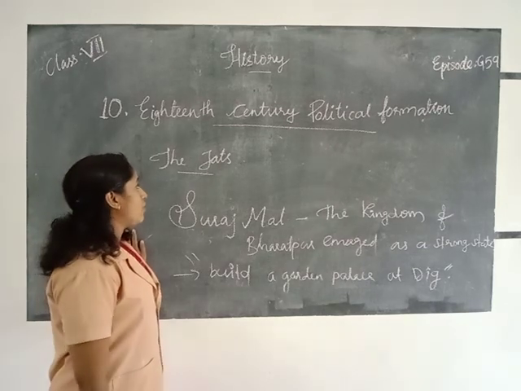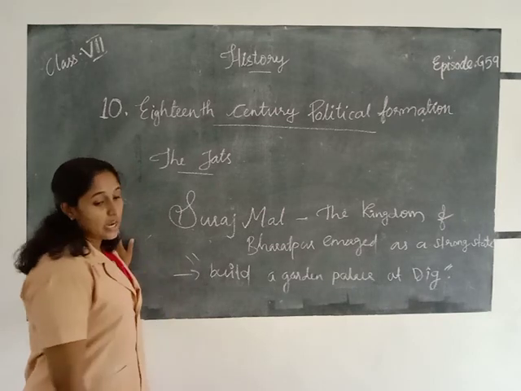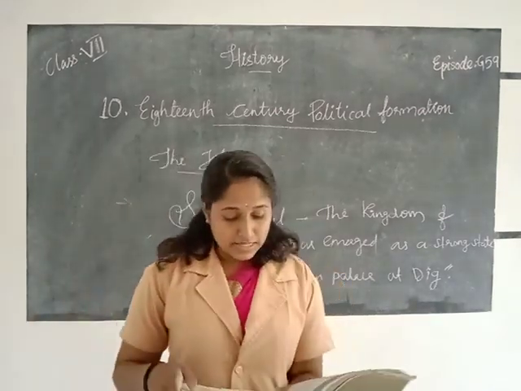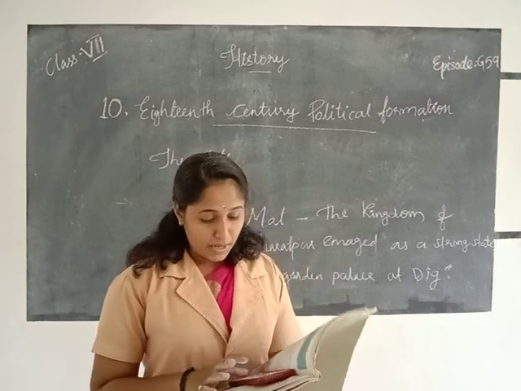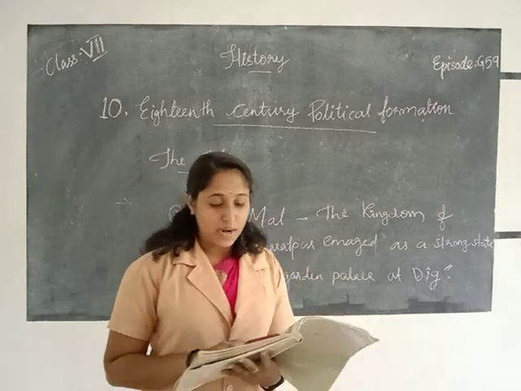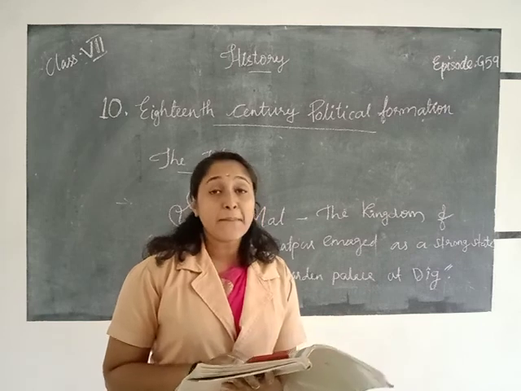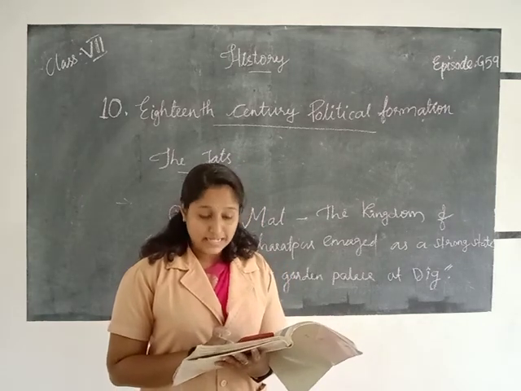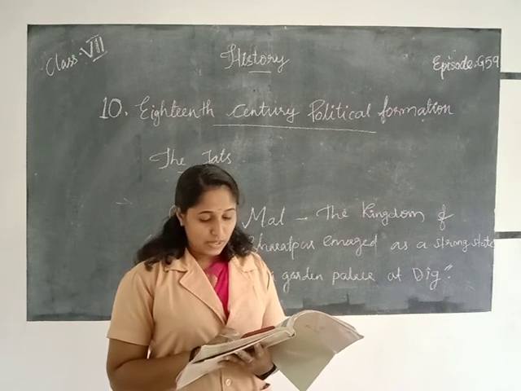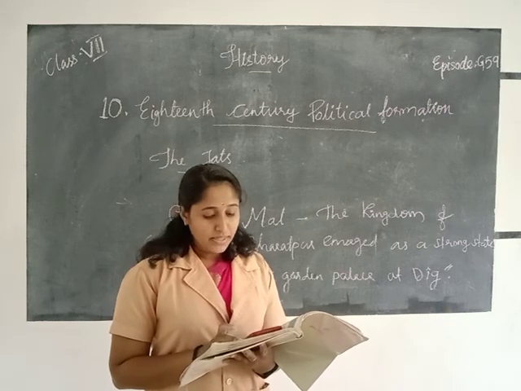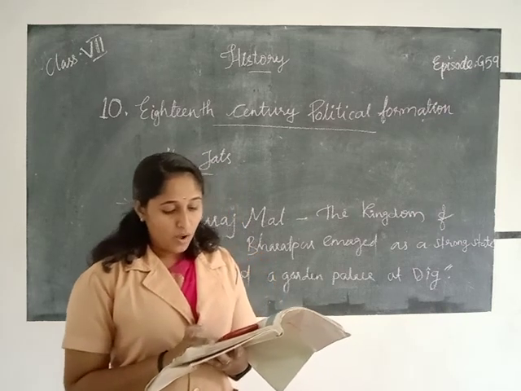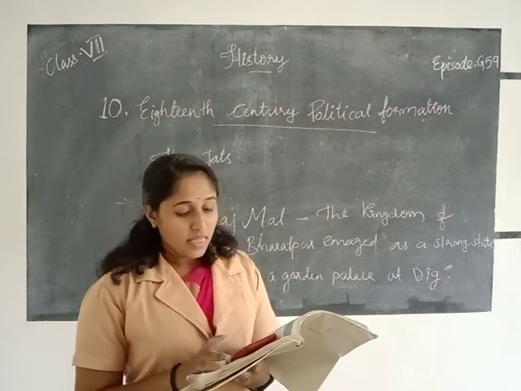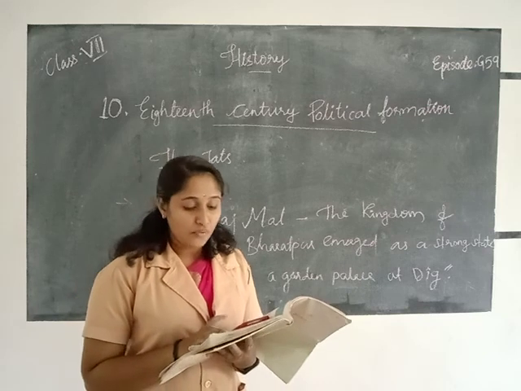So this is what the Jats did. Look at your textbook. You can see a figure on page number 151, figure number 8, the 18th century palace complex at Dig. That was the palace. Now the Bangla dome on the assembly hall is on the roof of the building.